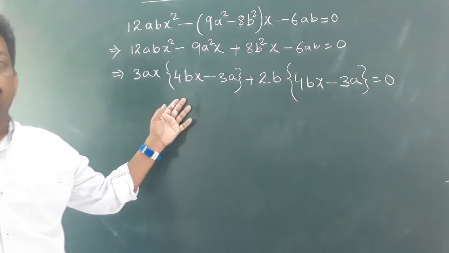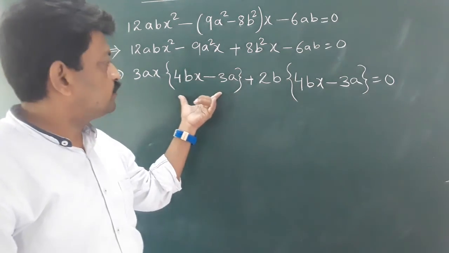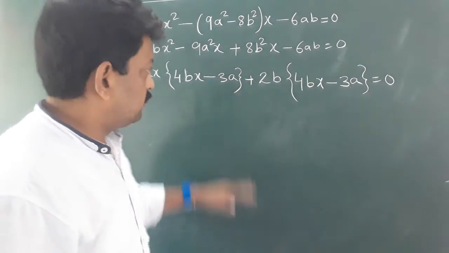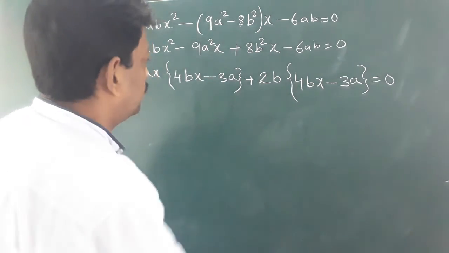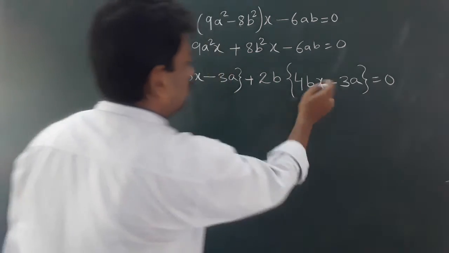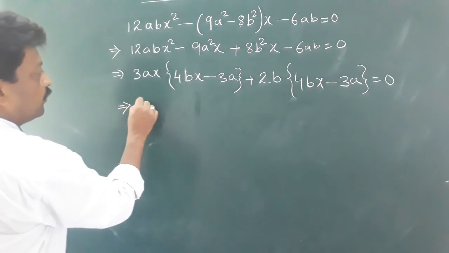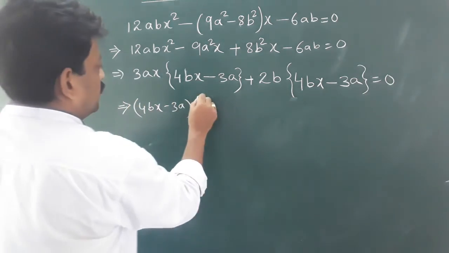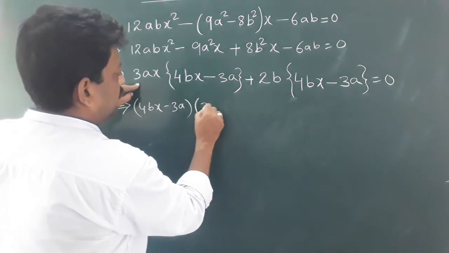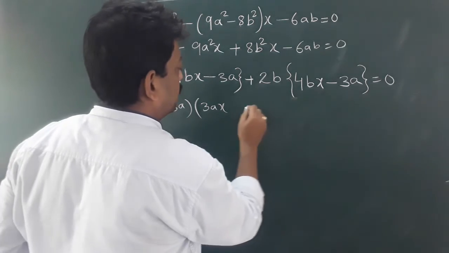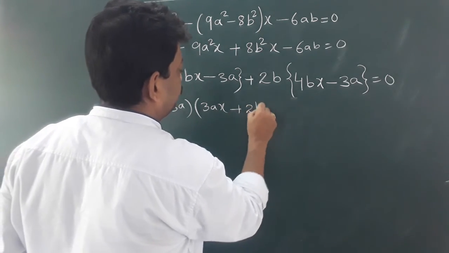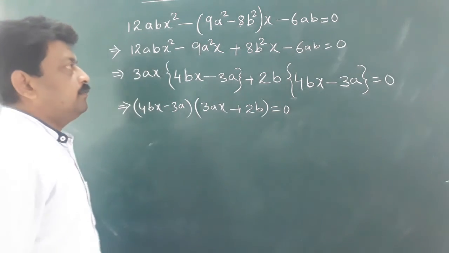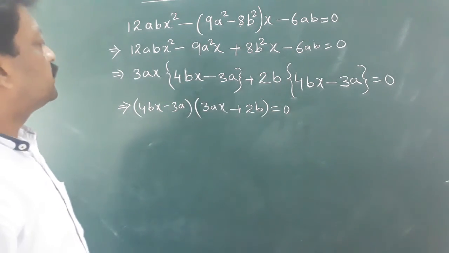Now check the two bracket parts, this one and this one. They should be identical, otherwise our sum will be wrong. Here these two are identical, so let me take them common. (4bx minus 3a) from here it will be 3ax, and from the second part plus 2b. So these are the factors of the given quadratic equation after simplifying.